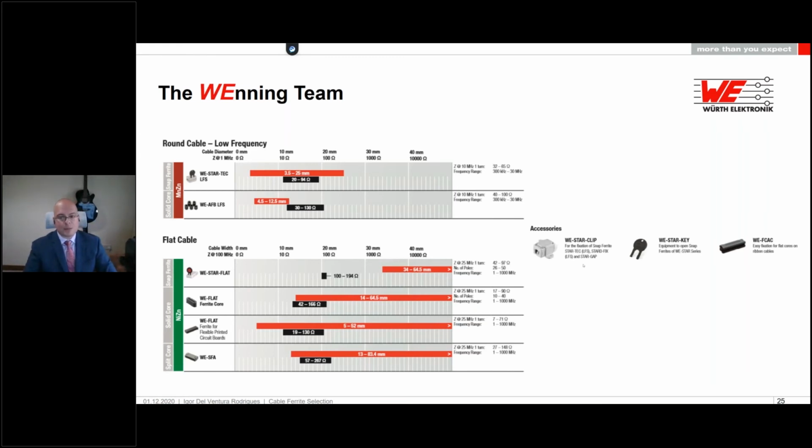Also, we have some accessories such as the star clip, so you can fix your ferrite to a chassis or any other mechanical structure. All of the ferrites, at least the snap-ons, feature this key called a We Star key in order to prevent unauthorized access, and you can easily open your ferrite. And you have what we call the FCAC, which is a fixation kit for flat cores on ribbon cables.